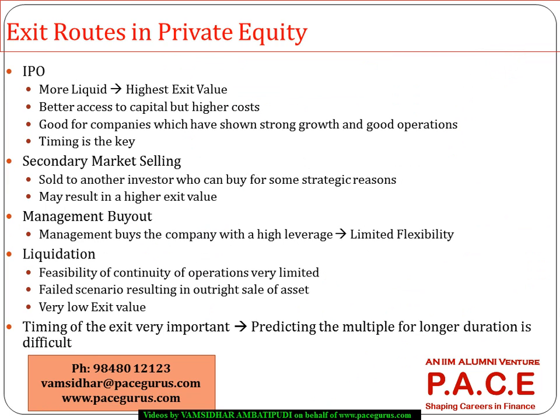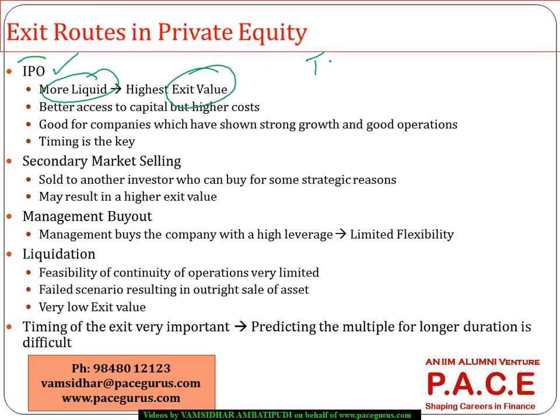Now, if I have to understand in what ways a PE firm can get out of its investments, that is what we call the exit routes of a private equity transaction. The PE firm can take the portfolio company to an IPO. So this company can be taken public, and the equity stake of the PE firm can be sold to the public. Now that the company is being taken public, there is a lot of liquidity associated with it, so a high exit value can very well be estimated.